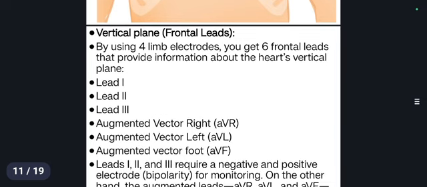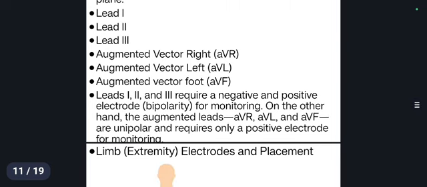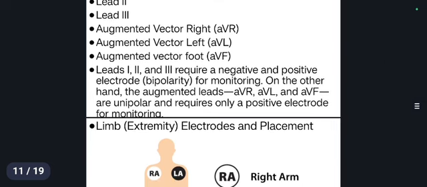Vertical plane, frontal plane. By using 4 limb electrodes, you get 6 frontal leads that provide information about the heart's vertical plane. They are lead 1, lead 2 and lead 3, and augmented vector right AVR, augmented vector left AVL, and augmented vector foot AVF. Leads 1, 2 and 3 require a negative and a positive electrode for monitoring. On the other hand, augmented leads AVR, AVL and AVF are unipolar and require only a positive electrode for monitoring.